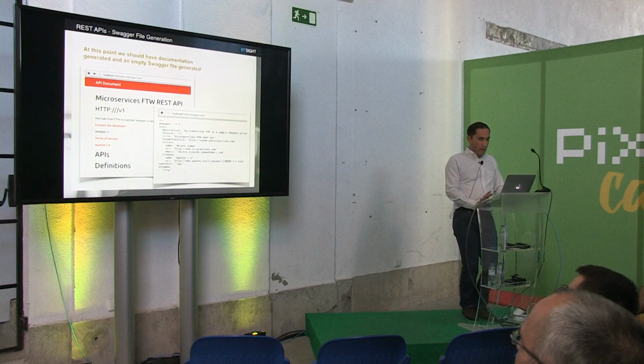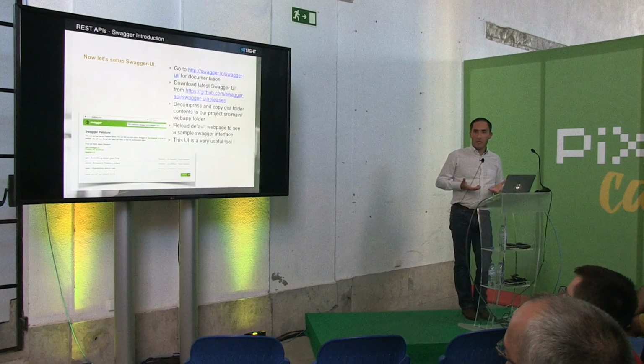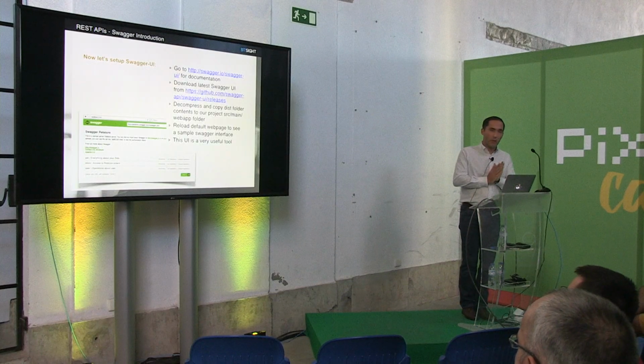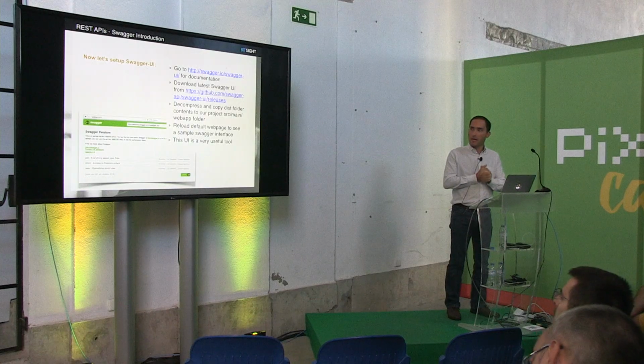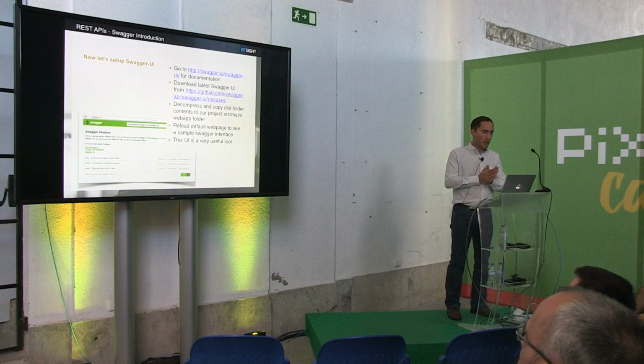So, next step. Now we have our Swagger system producing output. Now let's set up the Swagger UI. What is the Swagger UI? A Swagger UI is a set of static files that use the YAML to generate, using JavaScript, a simple interface for you to test.